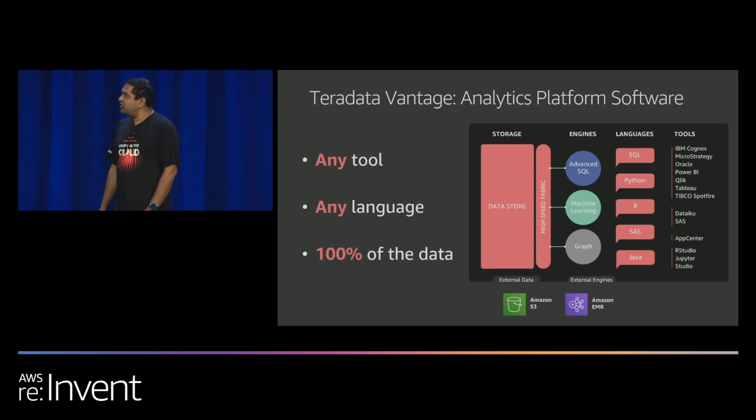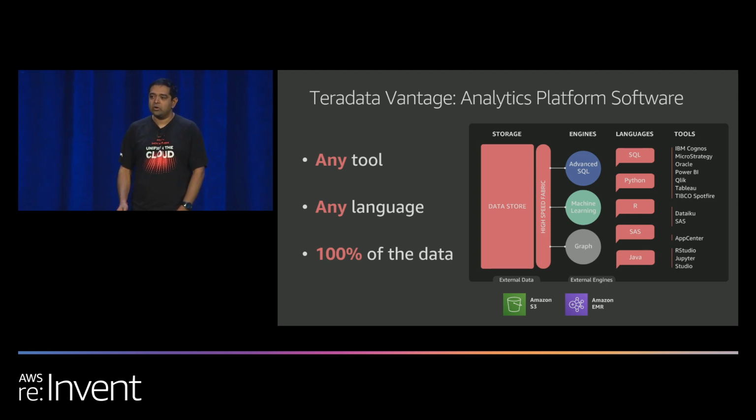And the core of Vantage here is 3 engines. The Advanced SQL engine, which is our Teradata database, and we've also added machine learning and graph engine. Also, the heart of the system is the data store. The data store is very important, plays a central role here because all of these 3 engines must be able to hit the same data store so that you can unlock more value out of that data.